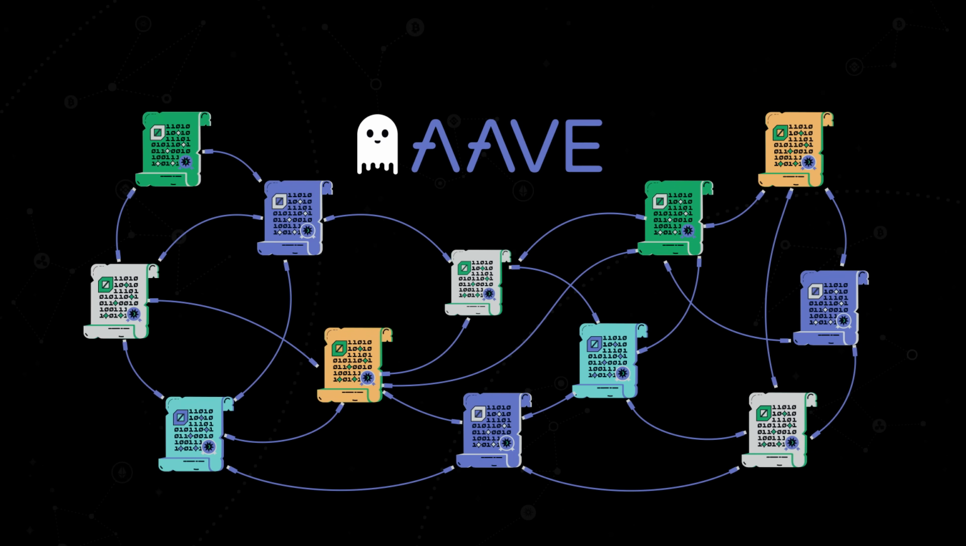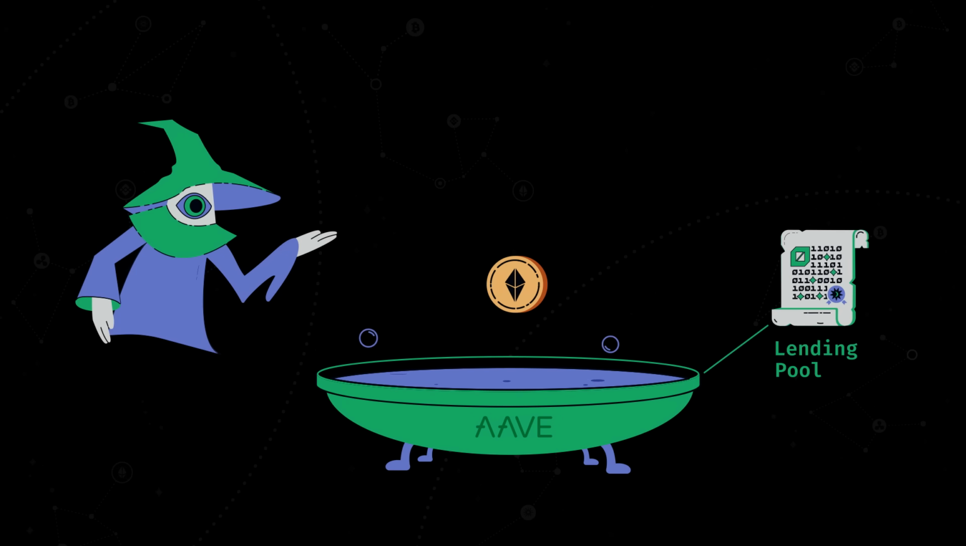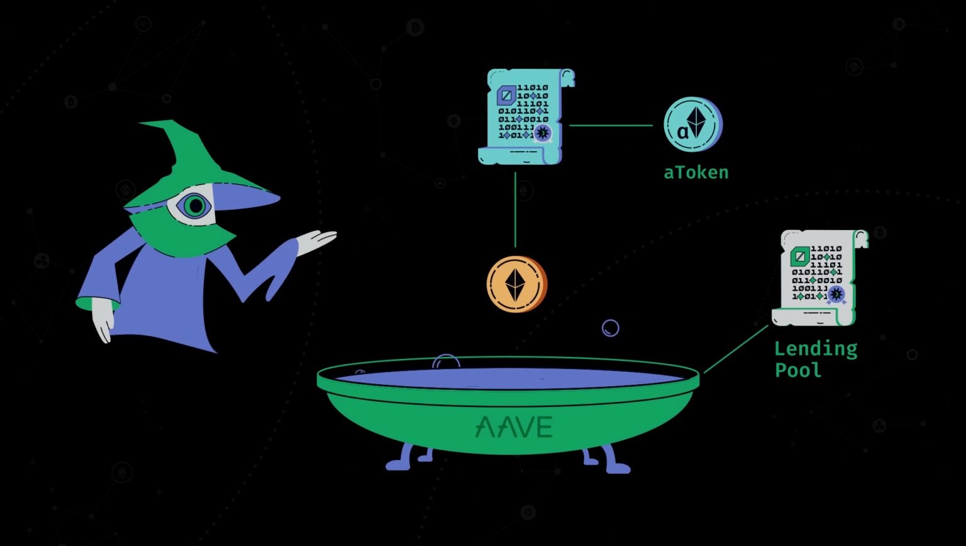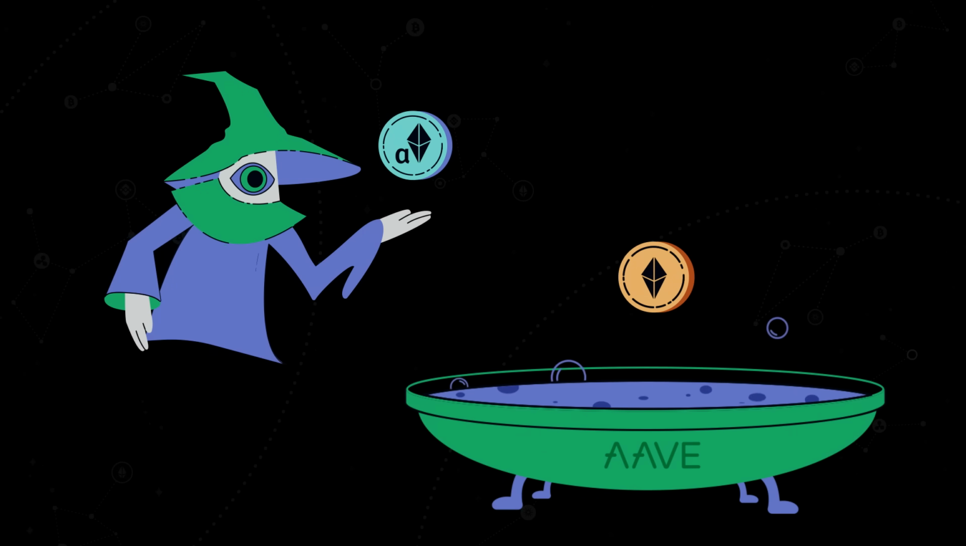Let's take an example. Alice puts ETH into the Aave pool. The pool is managed by a smart contract called Lending Pool. Then another smart contract comes into play that creates tokens called aTokens for each deposit. These tokens can be compared to a deposit certificate. Thus, having deposited ETH, Alice will receive aETH. aTokens are yield-bearing. They will accumulate interest on Alice's Ether.